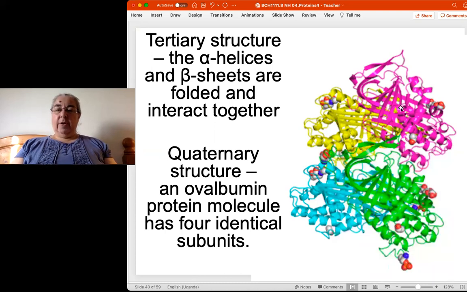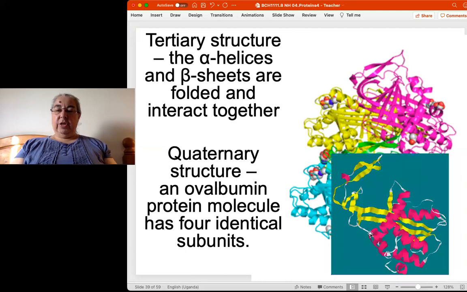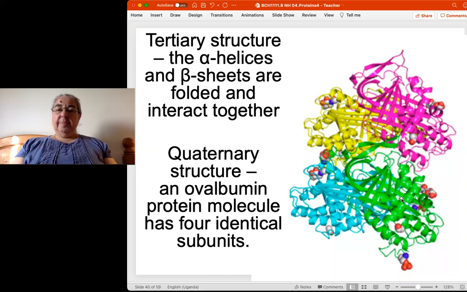So here is the whole molecule. This just shows how one subunit can be part of it. So we've got one subunit shown in pink, yellow, blue, and green. And the 4 come together and interact together to make the whole ovalbumin molecule. Okay, so there are the levels of protein structure, again, primary, secondary, tertiary, and quaternary structure.